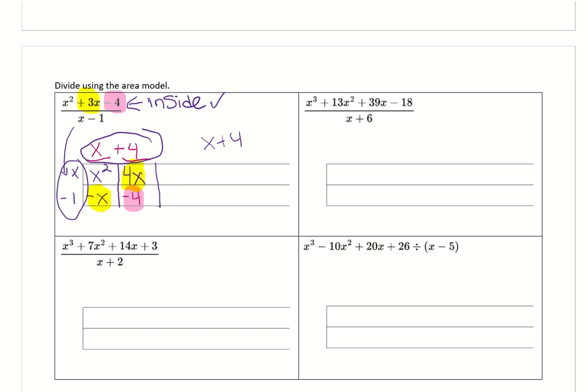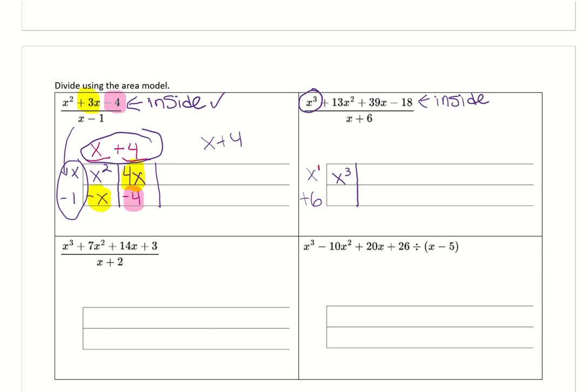We're dividing. Here, this one's a little bit bigger, but that's okay. We can handle it. We're dividing by x + 6. We want this to go on the inside, and we're going to figure out what goes along the top to make this a correct multiplication problem. So let's start with putting this x cubed in the top left. That's always going to start us off. Now we can fill in what goes above and below.